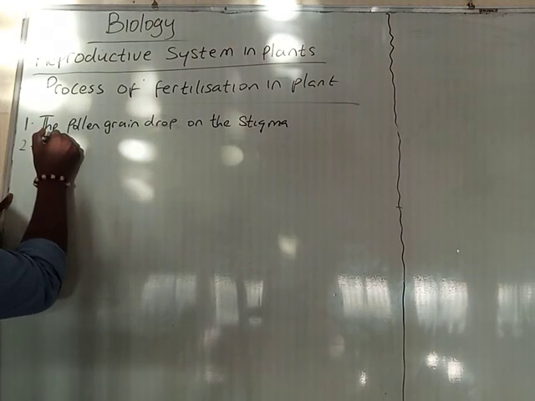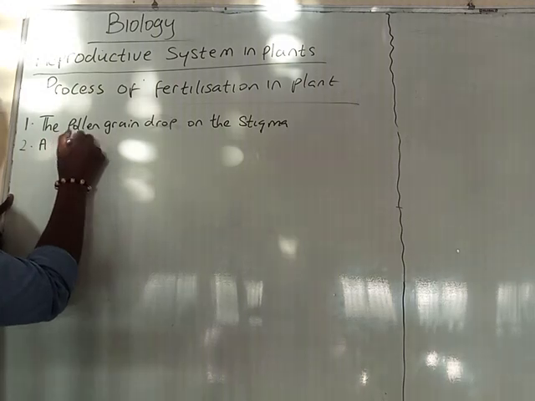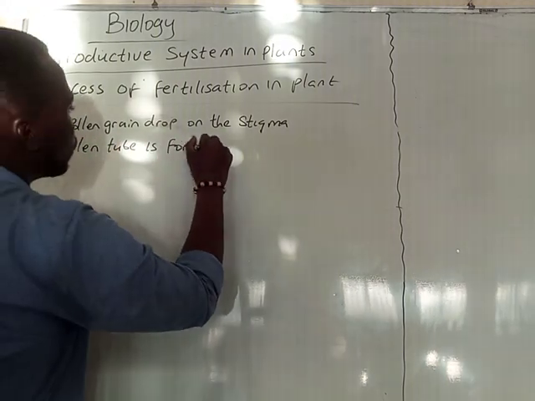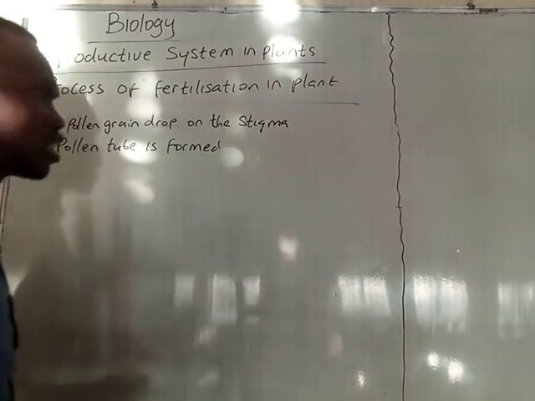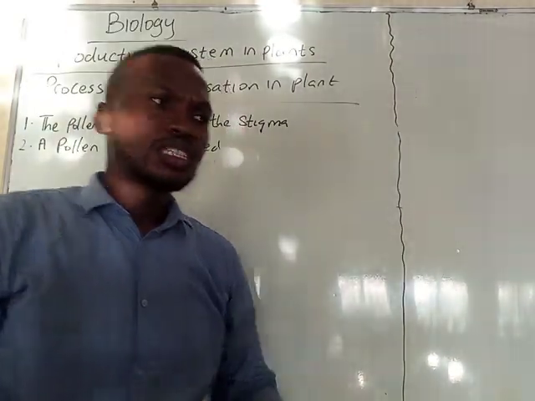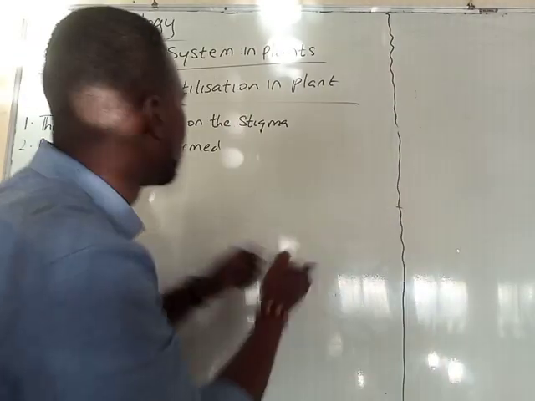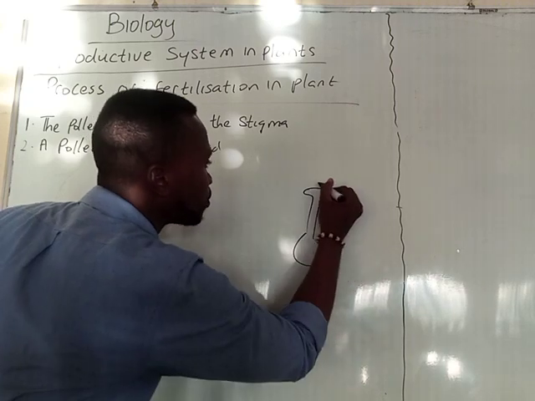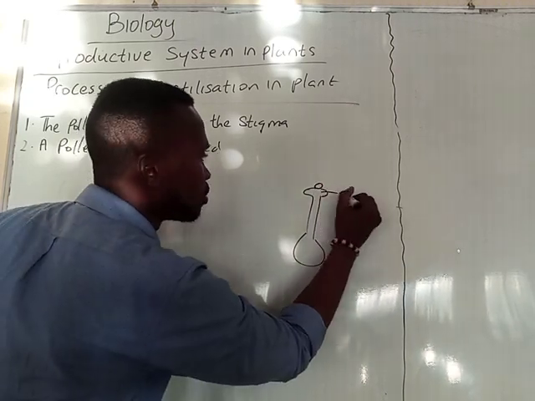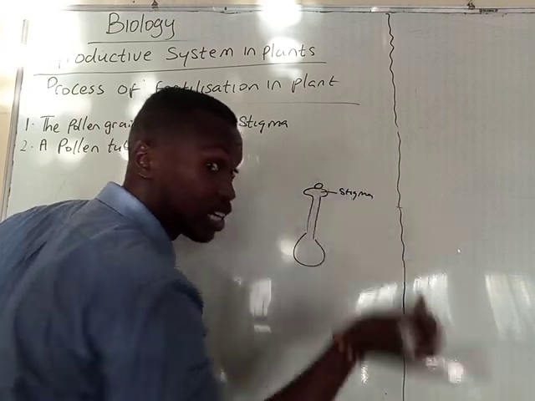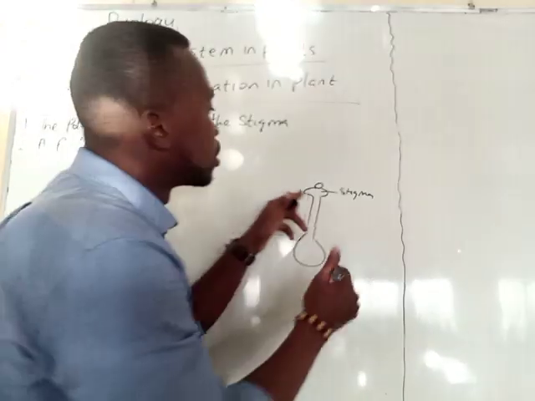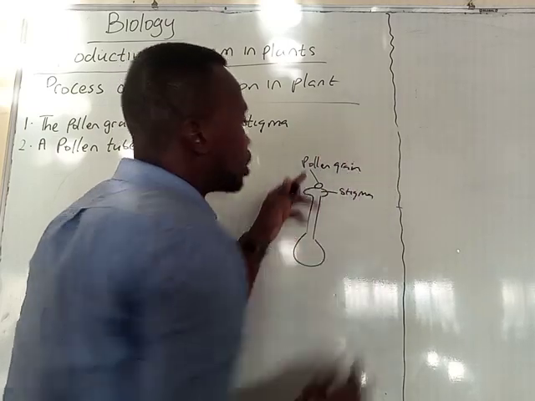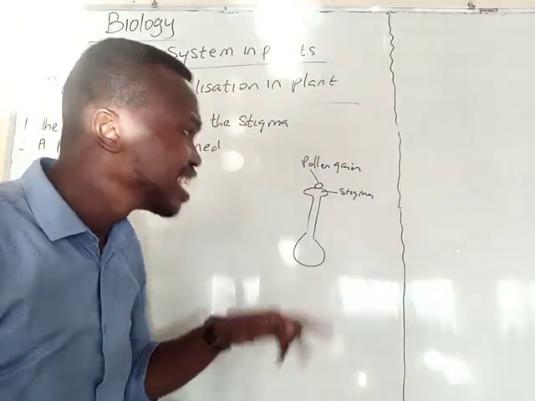A pollen tube is formed. Okay? We know what that means? When it drops on the stigma. Let me draw this real quick. Just the middle part. When the pollen grain falls here, you know this is the stigma, remember? We said this is the stigma. Remember the diagram, you can go back to check. When the pollen grain falls on the stigma, a pollen tube is formed.